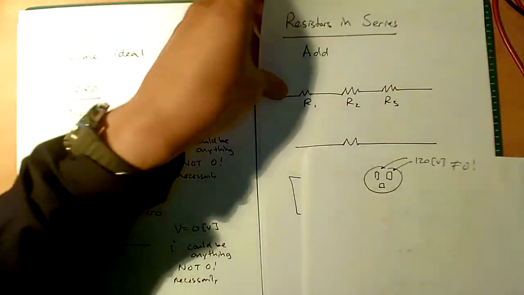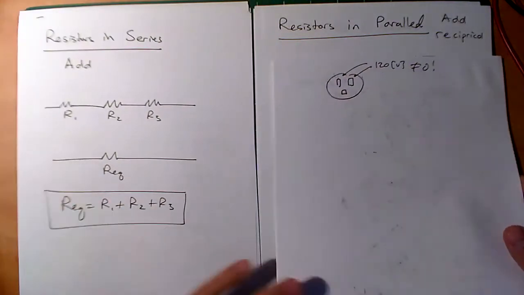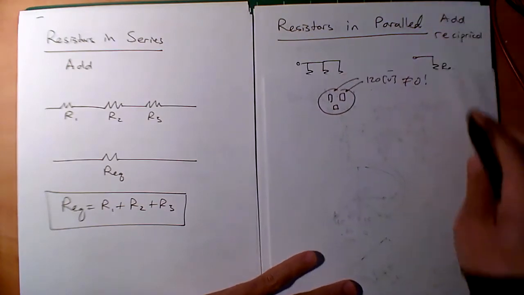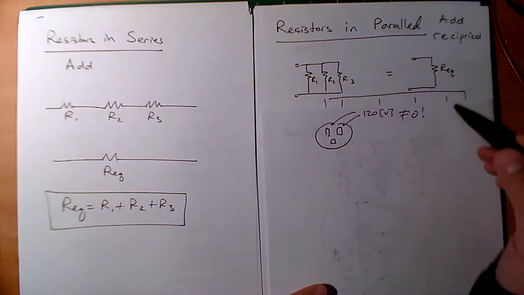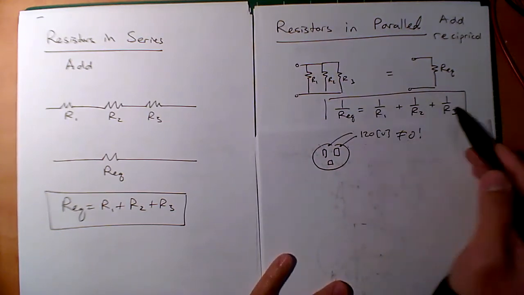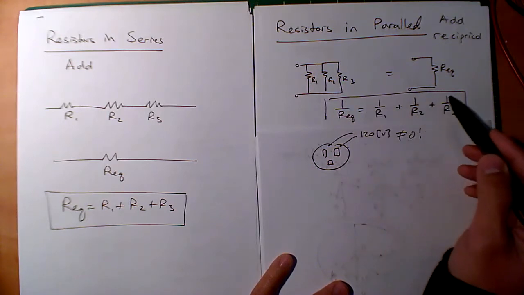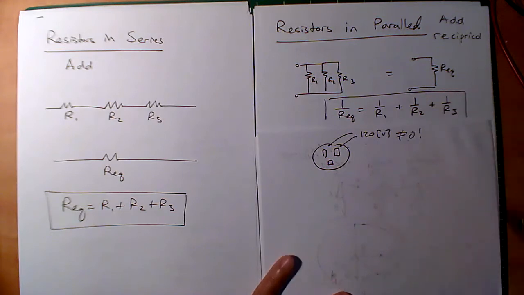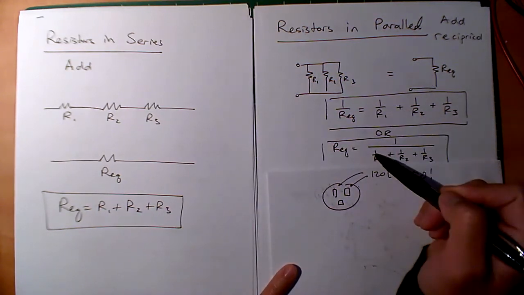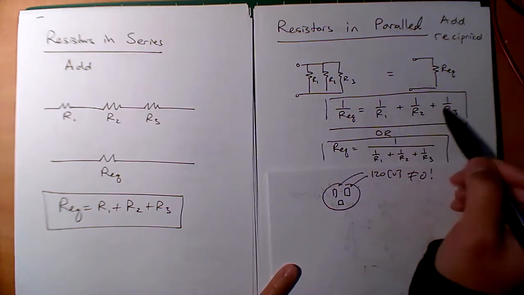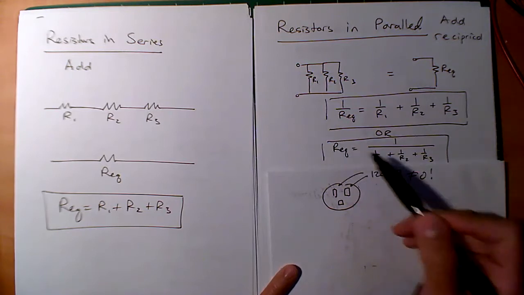Okay, the next slide is parallel resistance. Here we don't just add, we add the reciprocal. If you have multiple resistors in parallel, the equivalent resistance is dictated by this equation: 1/R equivalent equals 1/R1 plus 1/R2 plus 1/R3. So we're adding the reciprocals. Another equivalent version is to take 1 over this whole thing on the side, and then you get R equivalent upstairs.